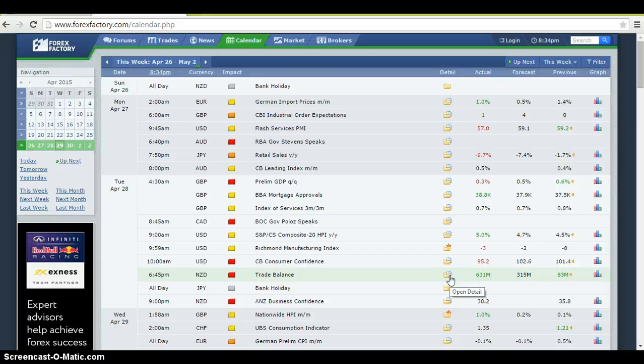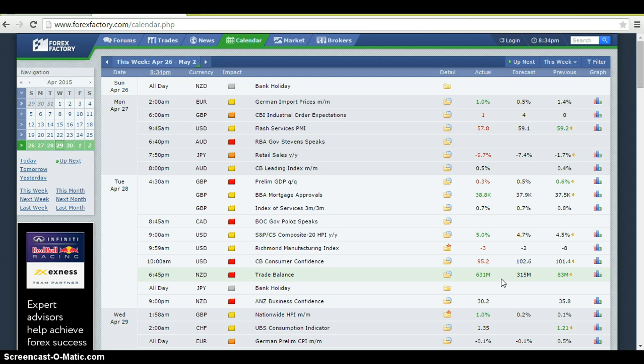Because when you export, money's getting pumped into the economy. When you import, you're purchasing from a different economy, so money's leaving your country. So let's just say, for argument's sake, that that's what the New Zealand Reserve Bank is looking at. We've got a forecast here of 315 million. But look at this, it's just exceeded it, 631 million.